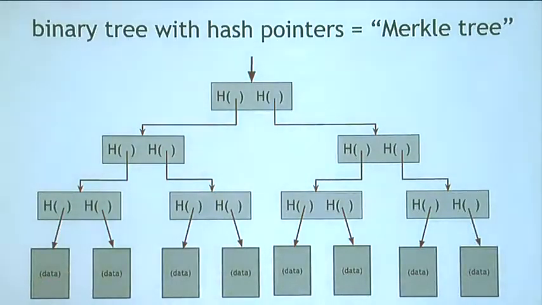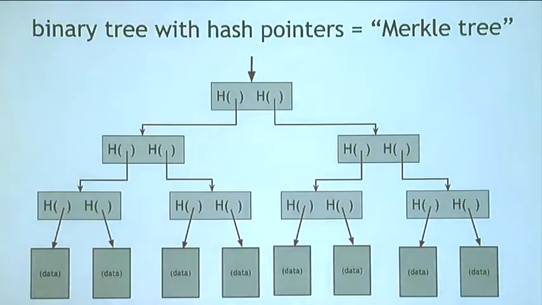We're going to take consecutive pairs of these data blocks, and for these two data blocks, we're going to build a data structure here that has two hash pointers, one to each of these blocks. And similarly all the way across. We'll then go another level up, and this block here will contain a hash pointer of these two children down here, and so on all the way back up to the root of the tree.